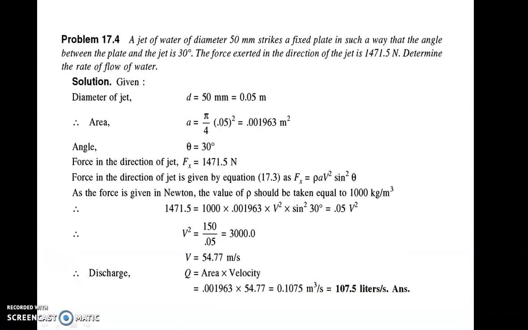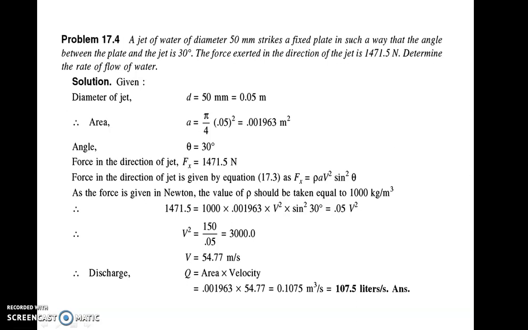A jet of water of diameter 50 mm strikes a fixed plate in such a way that the angle between the plate and the jet is 30 degree. The force exerted in the direction of the jet is 1471.5 Newton. Determine the rate of flow of water. Now it is indirectly the force is given and you have to calculate the discharge.